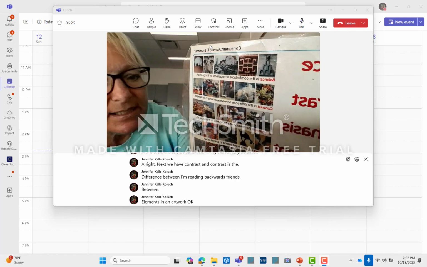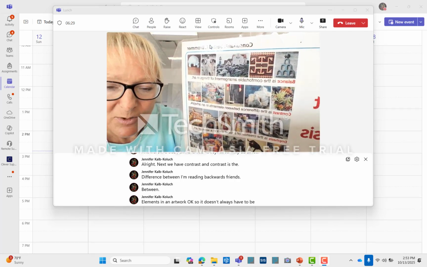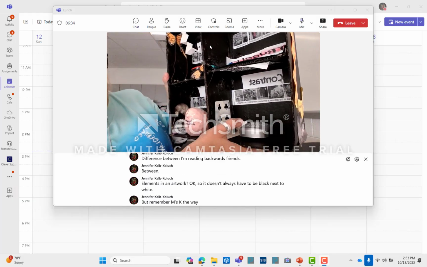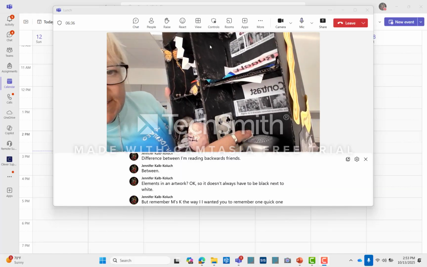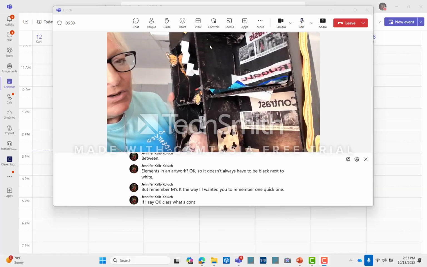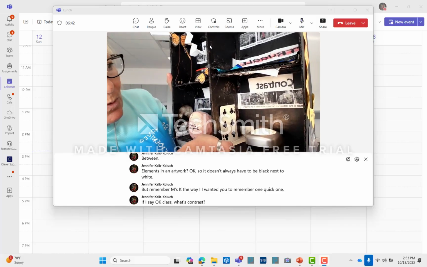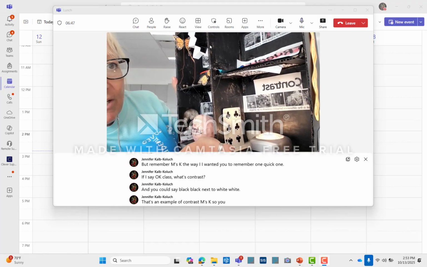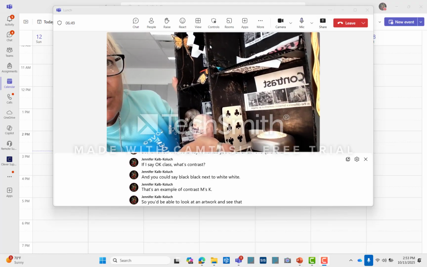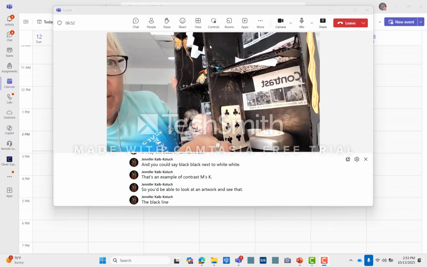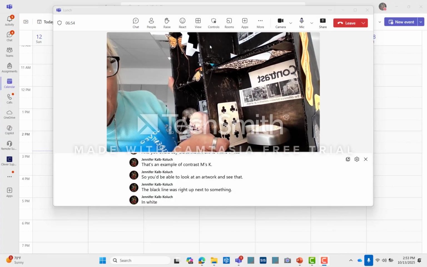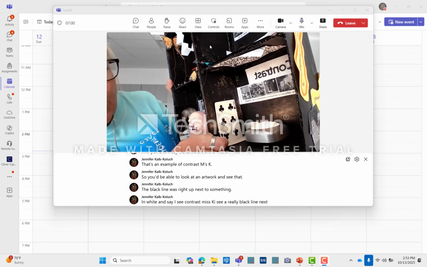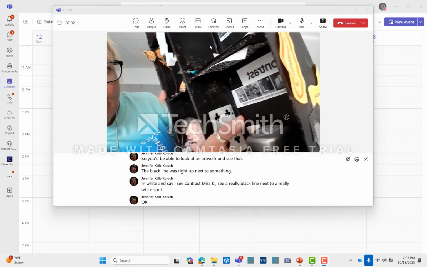Okay, so it doesn't always have to be black next to white, but remember, Miss K, the way I wanted you to remember one quick one. If I say, okay, class, what's contrast? And you could say black next to white. That's an example of contrast, Miss K. So you'd be able to look at an artwork and see that the black line was right up next to something white, and say, I see contrast, Miss K. I see a really black line next to a really white spot. Okay, and that would be contrast.